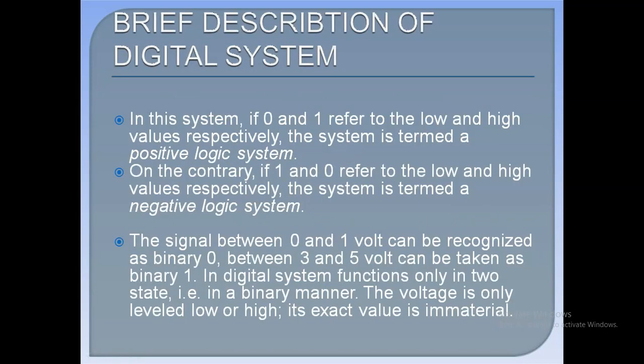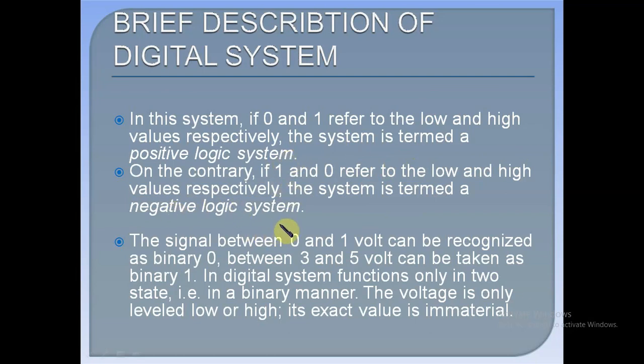A brief description of digital systems: in this system, if 0 and 1 refer to the low and high values respectively, the system is termed a positive logic system. And on the other hand, if 1 and 0 refer to the low and high values, it is termed a negative logic system. Yes, these are opposite to each other.